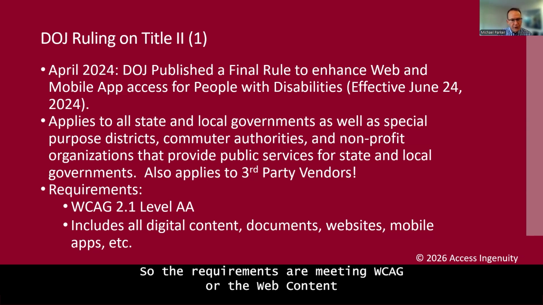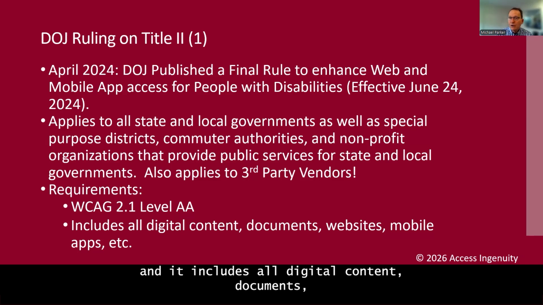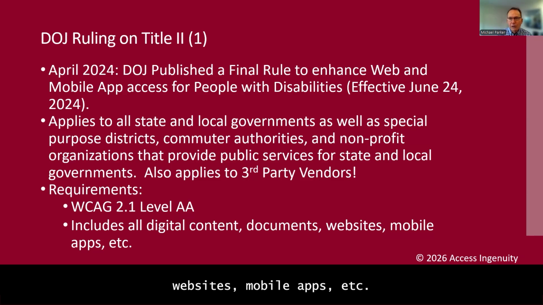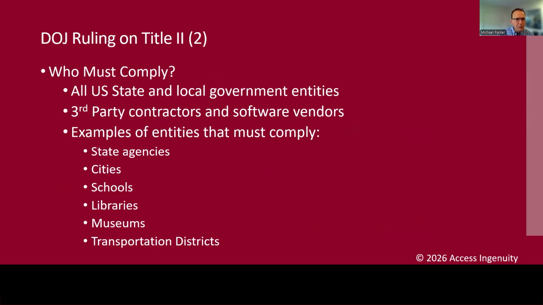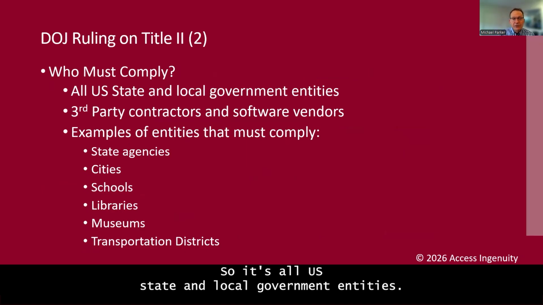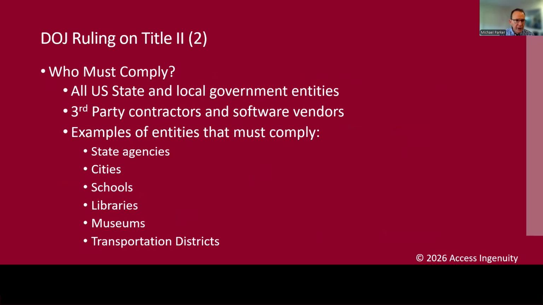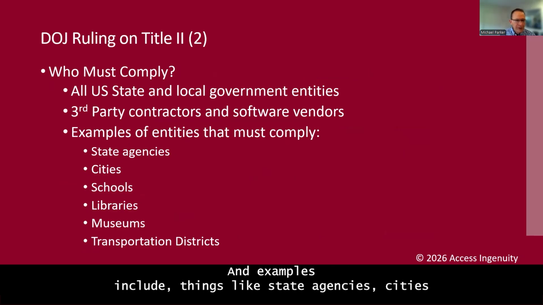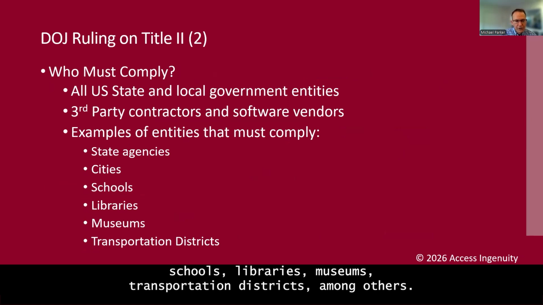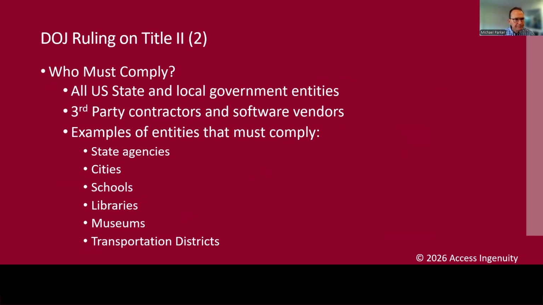So the requirements are meeting WCAG, or the Web Content Accessibility Guidelines 2.1 Level AA requirements. And it includes all digital content, documents, websites, mobile apps, etc. The DOJ ruling also talks about who must comply. So it's all U.S. state and local government entities. It's the third-party contractors and software vendors. And examples include things like state agencies, cities, schools, libraries, museums, transportation districts, among others. This is just a short example of some of the folks that need to comply.